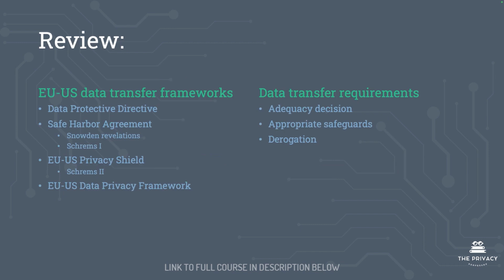In this lecture, we have provided a brief overview of the EU-US data transfer frameworks. These include the Data Protective Directive, the Safe Harbor Agreement, the EU-US Privacy Shield, and the EU-US Data Privacy Framework. In addition to these 4 frameworks, you also need to know the role that Snowden and Schrems played in the invalidation of these frameworks. We then discussed the 3 data transfer requirements for transferring data from the US to the EU and vice versa. These include adequacy decision, appropriate safeguards, and derogation.